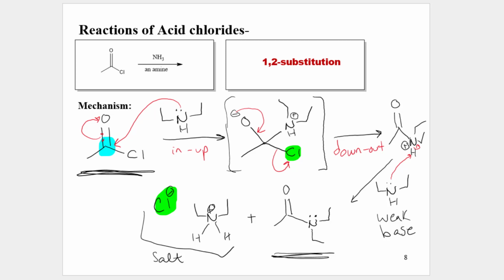Now, I also want to point out to you that the leaving group in all of these cases has been chlorine. Because chlorine is a great leaving group, it is not going to go back. So it's not going to attack back and get back to the starting material. Why? Because once it leaves, it leaves. It's gone.